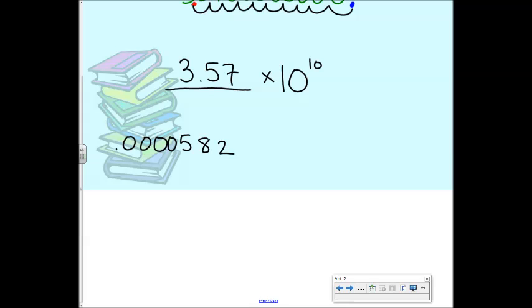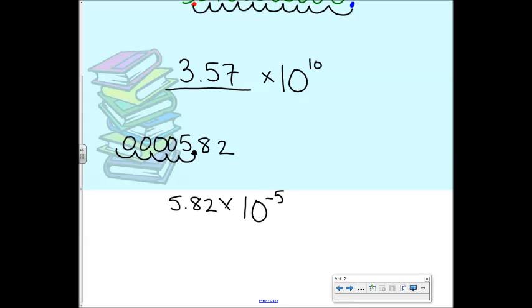Is my exponent going to be negative or positive here? Negative. So I'm going to do times 10 to the negative something. What's my number going to end up here? So I want it here, right? So 5.82. And then I just go 1, 2, 3, 4, 5. So it'd be 10 to the negative 5th.